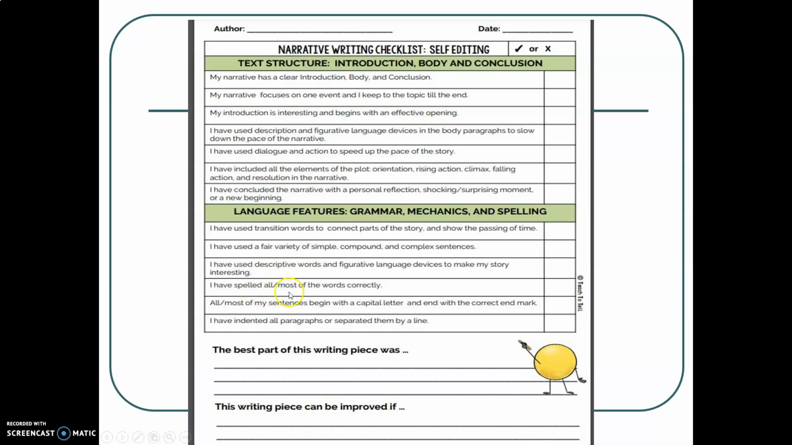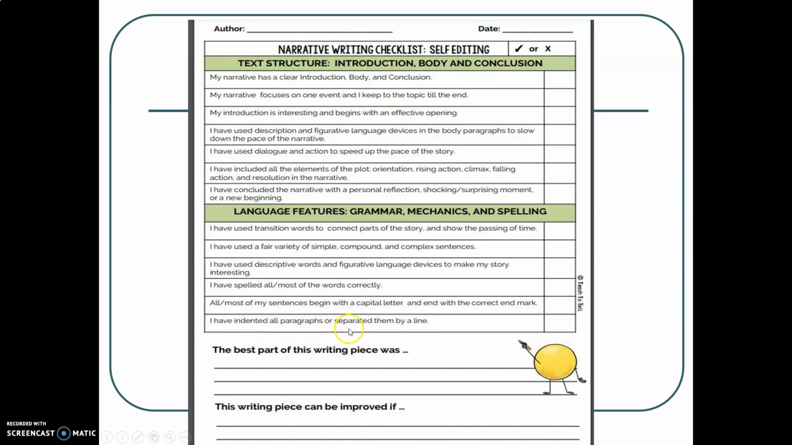I have spelled all or most of the words correctly. There's really no excuse not to have the spelling done correctly. Since you're on the computer, it's very easy for you to look up the correct spelling. All or most of my sentences begin with a capital letter and end with the correct end mark. Again, there's really no excuse for that since you're on the computer. You can easily look those things up.